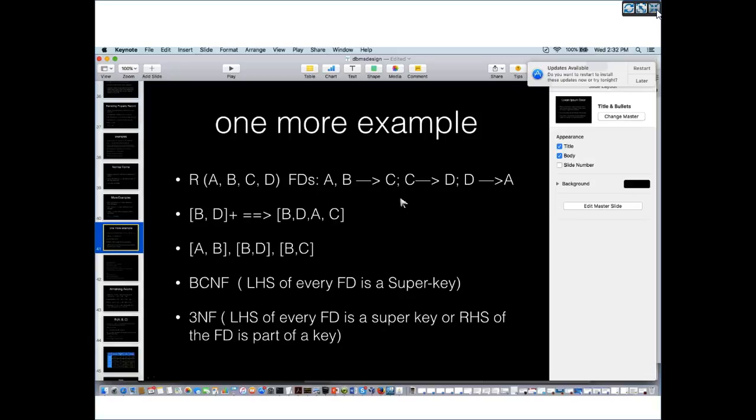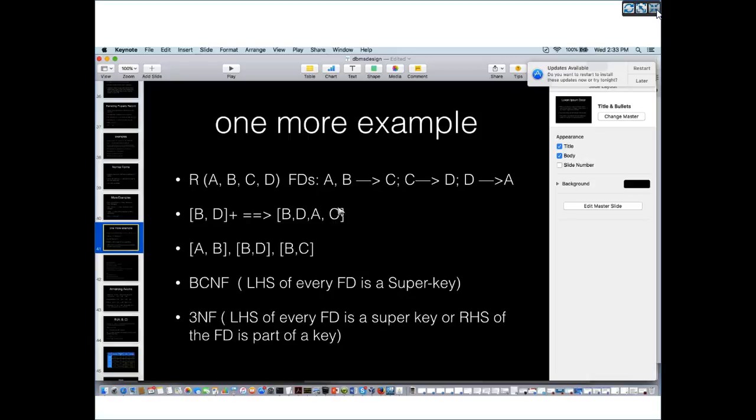Okay? Now, there is no non-prime attribute here, all are prime attributes. In this dependency C to D, D is part of the key here. You can see here, D is part of the key. Okay? Right? So the RHS of the FD is part of the key. D, A is part of the key. Hence, this becomes now within 3NF. Okay? So this is thoroughly in 3NF, but this is thoroughly not in BCNF.